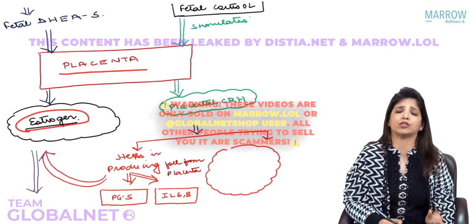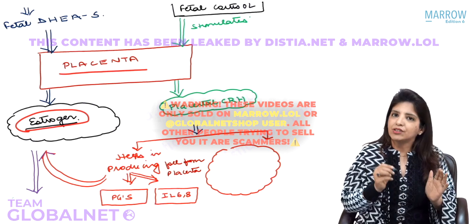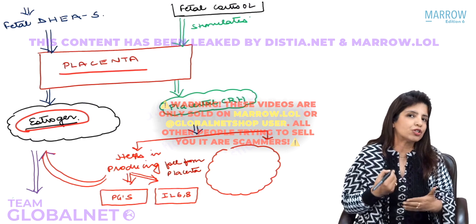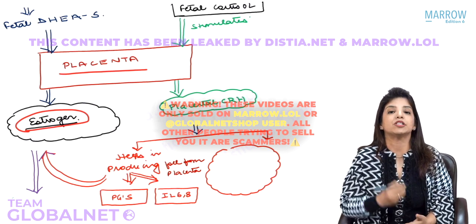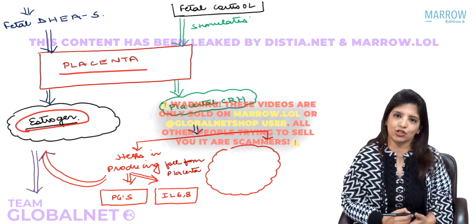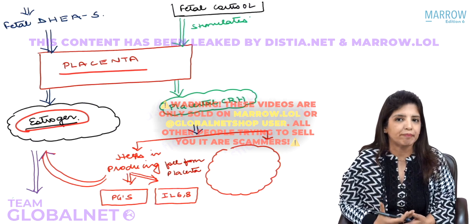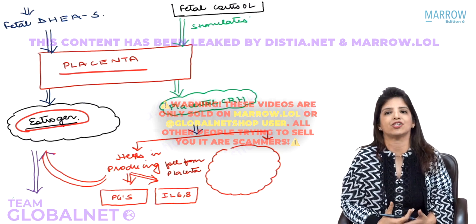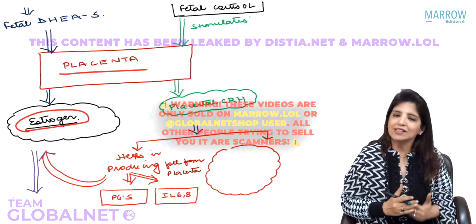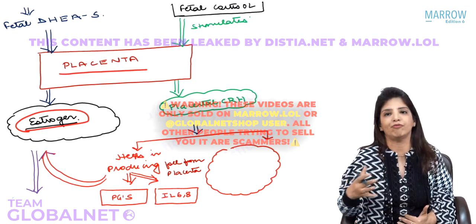This fetal cortisol is going to stimulate the placenta, and when it stimulates the placenta, from the placenta is released placental CRH, right? So what did fetal cortisol do? It stimulated the placenta, and from the placenta, placental CRH is released. Now once this placental CRH is released, it has got multiple functions.